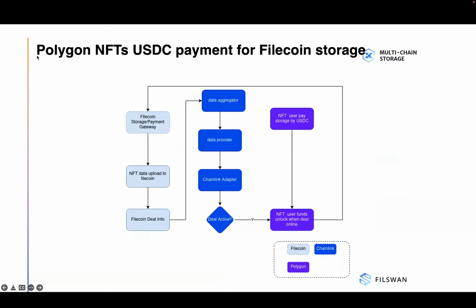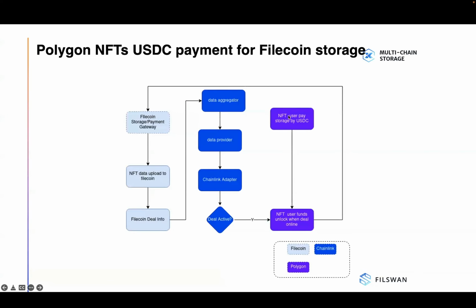And this is a typical user scenario for Polygon NFT using USDC payment for Filecoin storage. You can see the different colors here. The one in blue is Filecoin, dark blue is Chainlink, and the purple one is the Polygon network. So the NFT user wants to pay for storage with USDC from the Polygon network. The user will fund their storage with a deposit on the smart contract on the Polygon network. After the storage deposit is done, the file will be saved on the Filecoin gateway and uploaded to Filecoin.